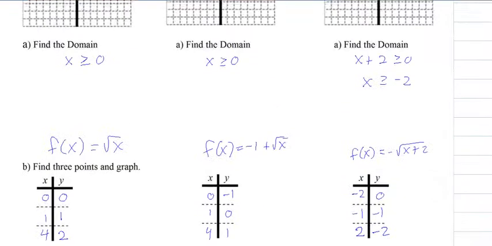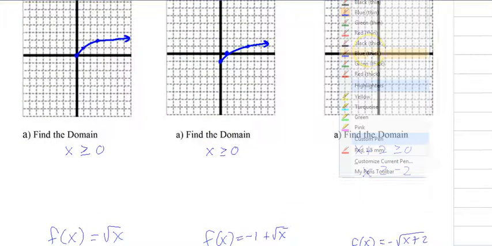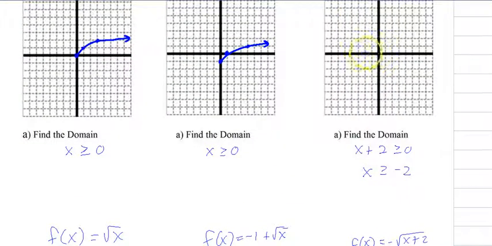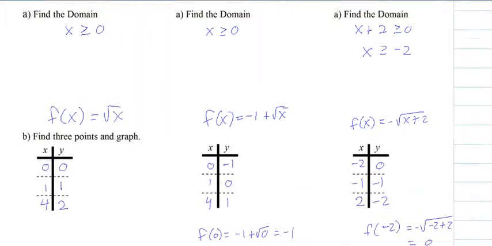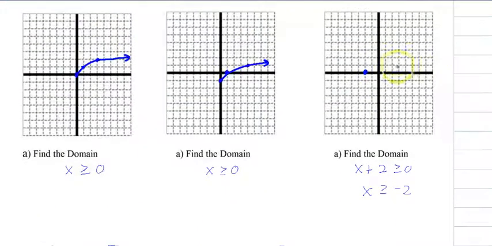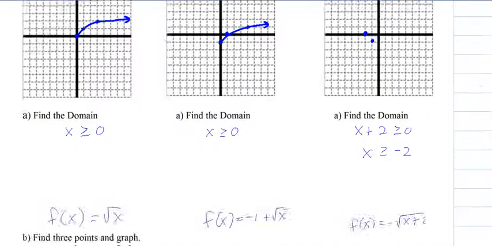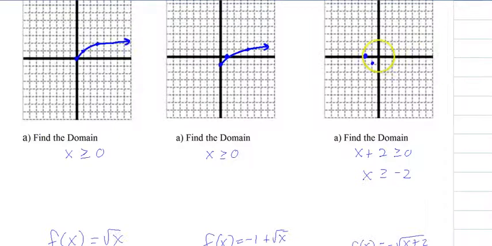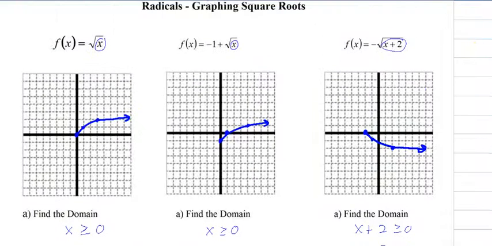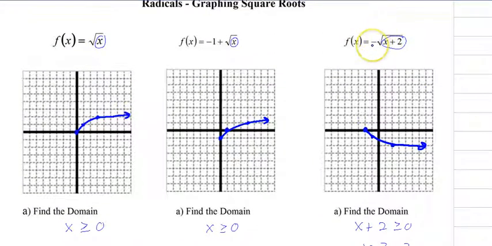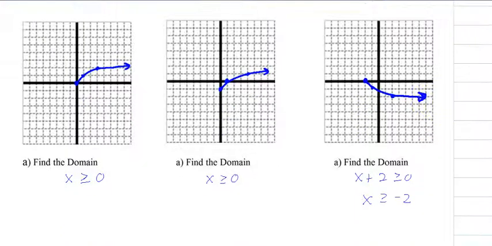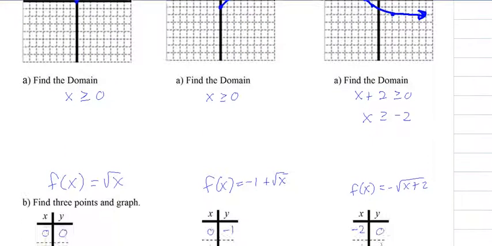Now we graph it: negative 2, 0, negative 1, negative 1, and then 2, negative 2. And there's our swoop. You notice it's upside down this time. The reason is the negative right here. If we have a negative in front of our radical, then it's going to go in a downward motion. It's going to be flipped across the x-axis. But it's the same idea.